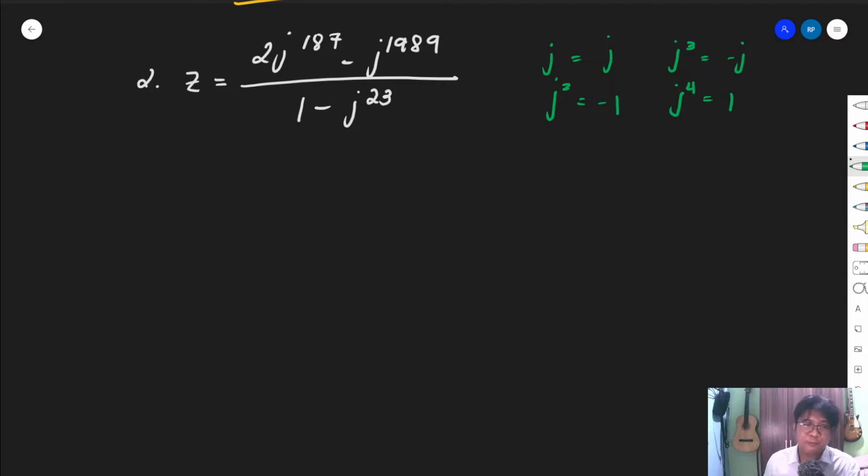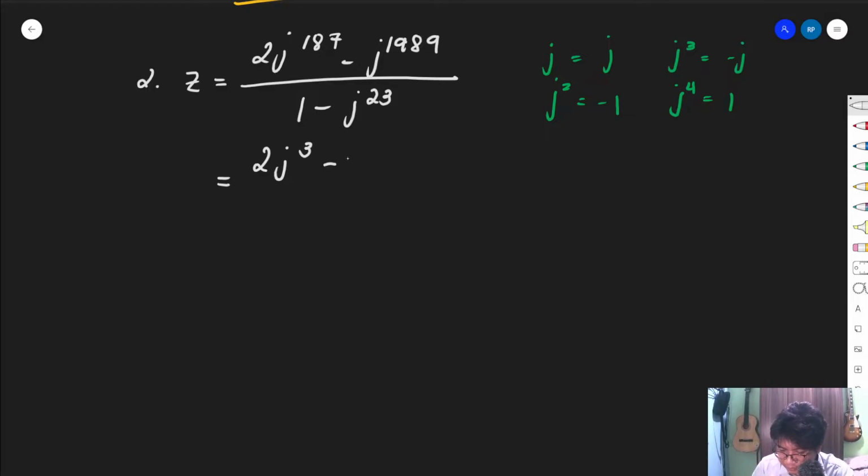So, what we will do, if we have exponent higher than 4, hanapin natin yung nearest na divisible by 4 doon sa exponent, then i-minus natin. Yung matitira lang dapat is either j, j squared, j cube, or j to the fourth. Okay? So, game, we have j to the 187. Ano yung pinakamalapit sa 187? So, that would be 184. So, ibig sabihin, 187 minus 184, that will be 3.